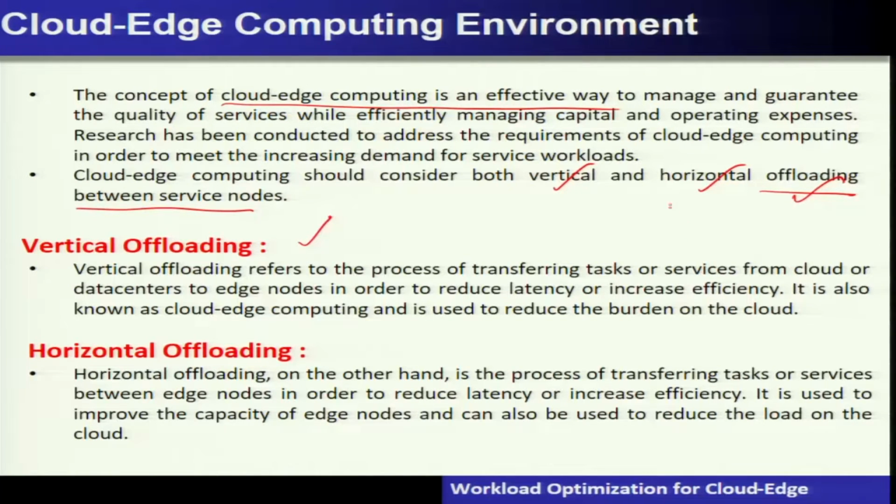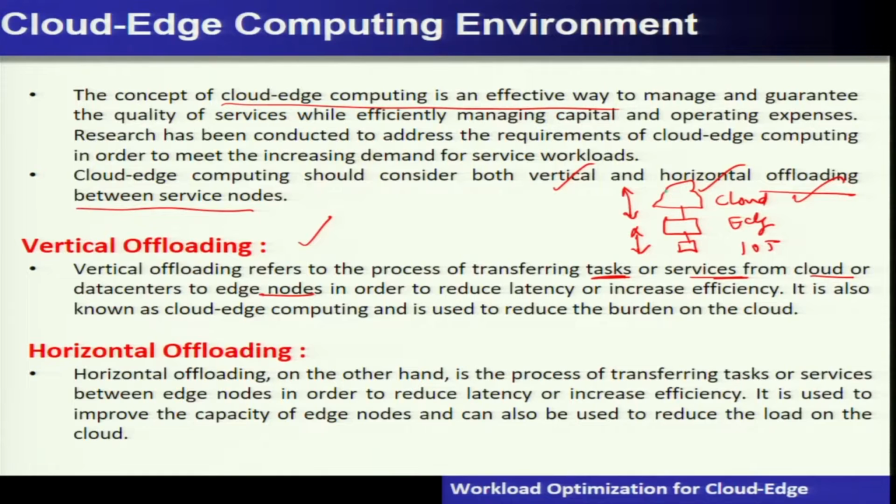When we say vertical offloading, you have the cloud, you have the edge, and here you have an IoT device. So, vertical offloading means offloading between the edge and the cloud. Vertical offloading refers to the process of transferring tasks or services from the cloud or the data center to the edge nodes.